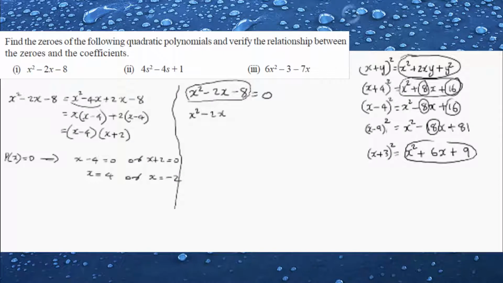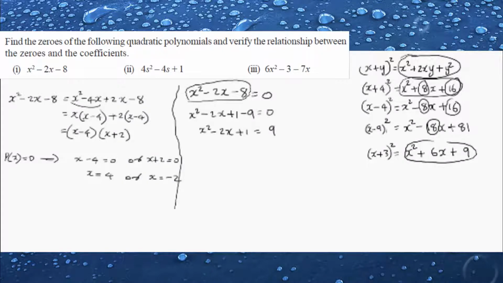Then you can write the reverse. To write 1 here, we can split minus 8 as plus 1 and minus 9, right? 1 minus 9 is minus 8. In the next step we can move minus 9 to the right side. So this will become x square minus 2x plus 1 is equal to plus 9.